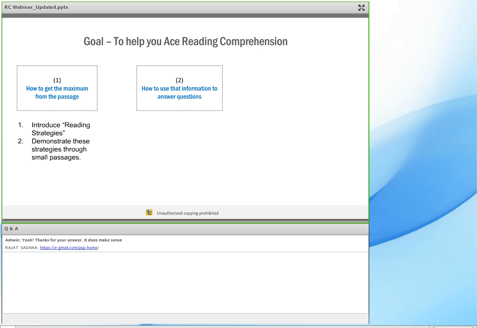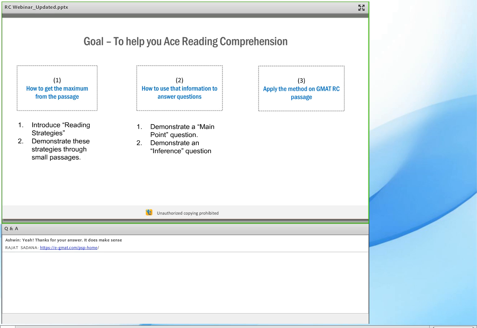We're going to use these tools by first demonstrating them on a main point question on a very small passage, then on an inference question. We've held this session multiple times, so based on historical data, a lot of people get a much better idea of what a main point question is about and what an inference question is about. And then we're going to apply the same strategies on one single length RC passage over there.